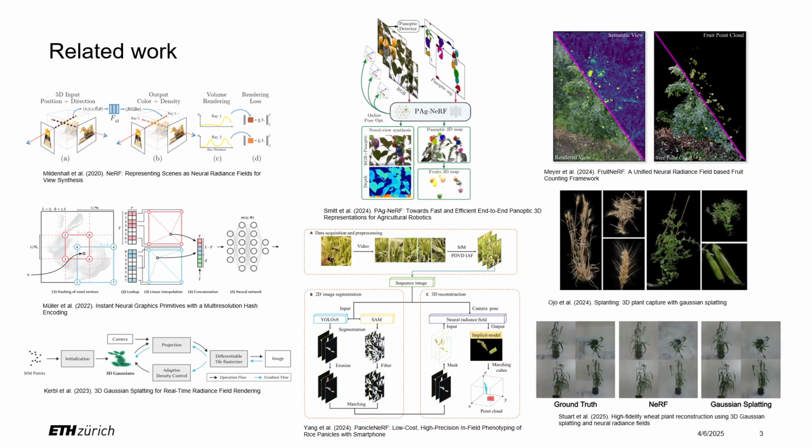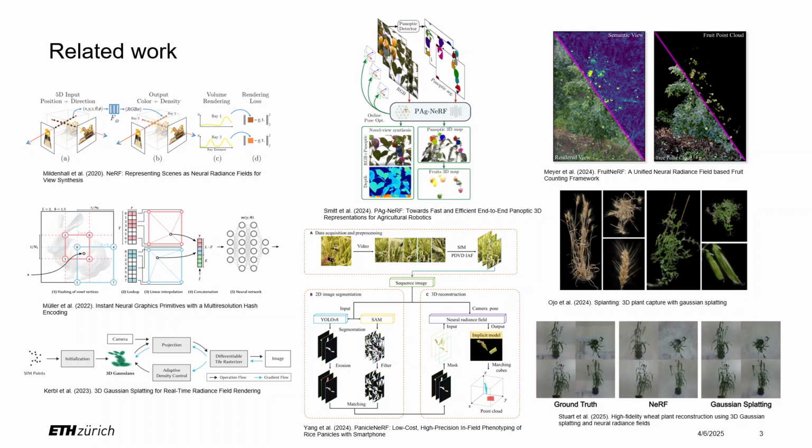Our work builds upon recent advances in 3D computer vision and their application to agriculture. Neural radiance fields, or NeRFs for short, have revolutionized the field by using a neural network to implicitly learn the appearance and geometry of a scene captured with multi-view images. Follow-up methods like Instant NGP dramatically reduce training times using auxiliary data structures. More recently, 3D Gaussian splatting has emerged as a powerful alternative, using explicit 3D Gaussian primitives and fast rasterization to achieve real-time rendering while maintaining reconstruction quality.